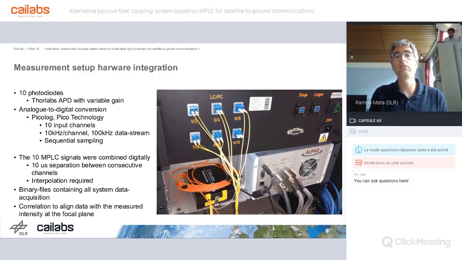So what we did to quantify the performance of the MPLC is digitally combine all these 10 inputs. We oversampled the signals and aligned them, knowing the time separation between channels, and then added them together to get the combined signal. Everything together, also with the measurement system, so the turbulence and the wavefront sensor, was saved in binary files, and we then used it afterward for analyzing the data.